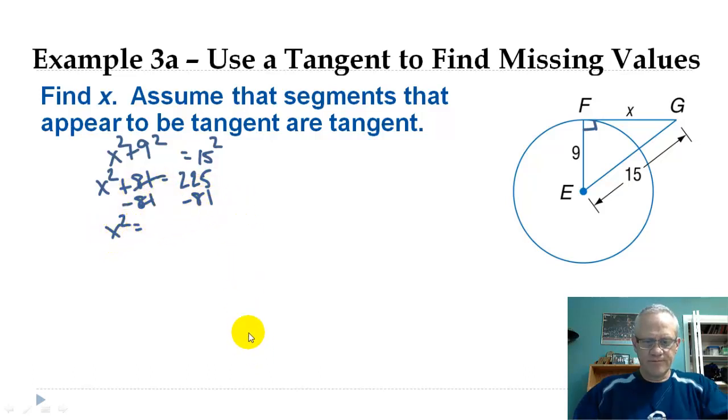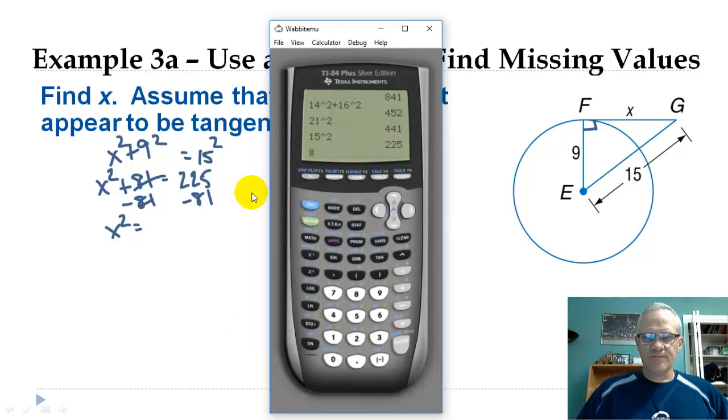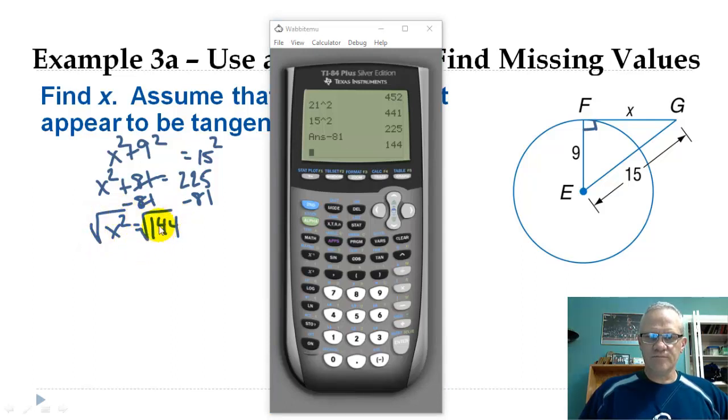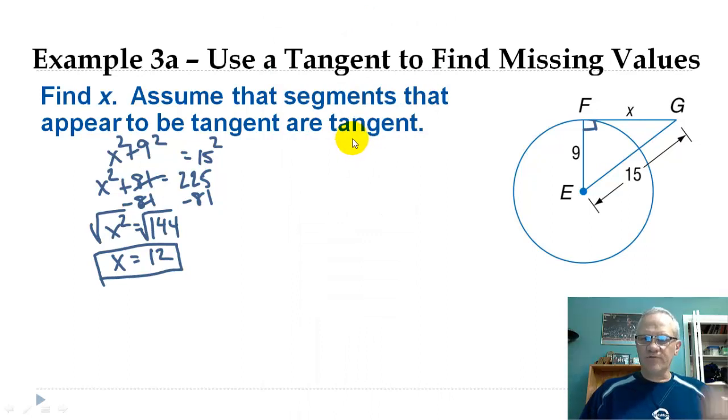So x squared, should have just left that up, 225 minus 81 would be 144. And how do we undo squaring something? Take the square root. And so in this case, x squared is 144. Do you know what that is? You might know this one. That's going to be 12. So in this case, x is 12.